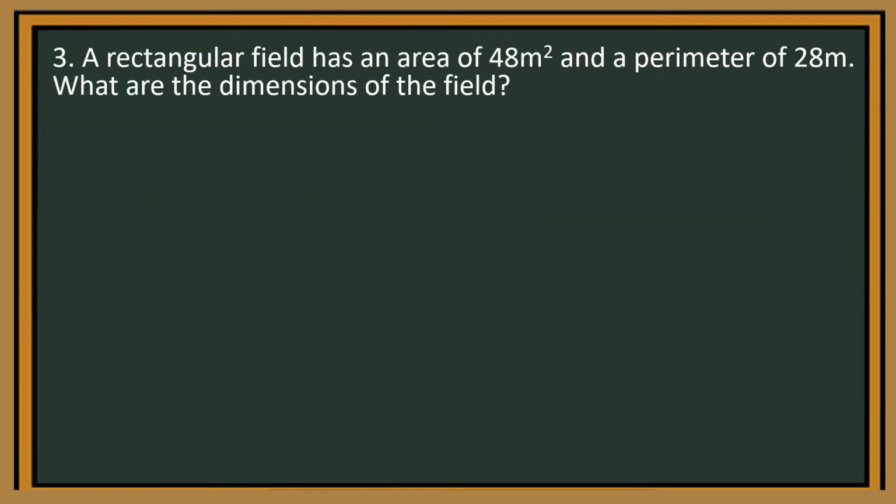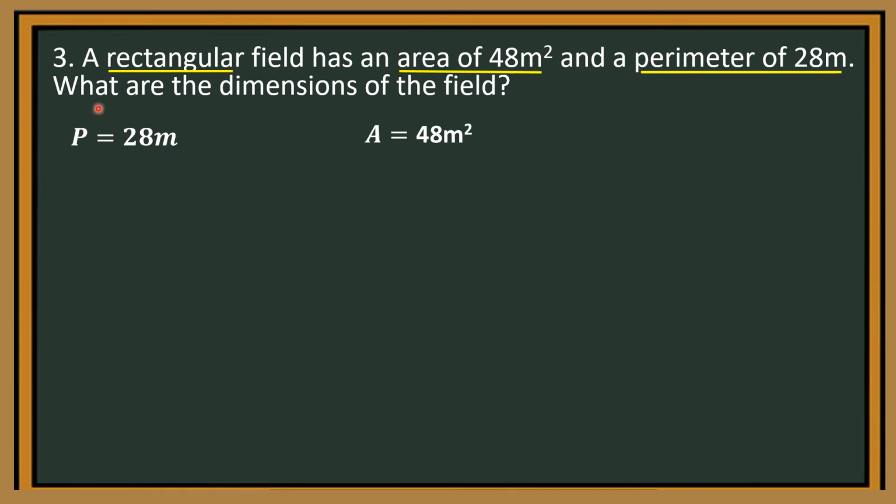Number 3, a rectangular field has an area of 48 square meters and a perimeter of 28 meters. What are the dimensions of the field? First, analyze natin ang given problem and identify kung ano ang pwede nating magamit para ma-solve natin yung problem. Like, rectangular field, area, perimeter. Let us write perimeter is equal to 28 meters. Area, which is 48 square meters.